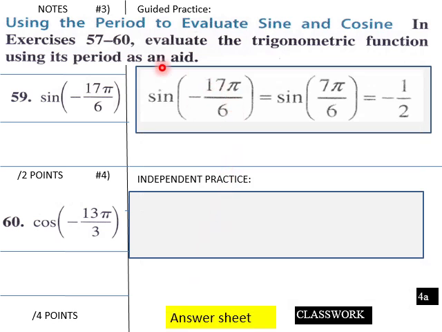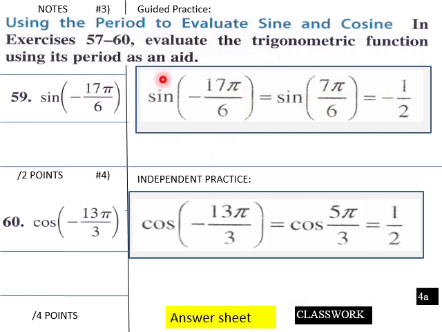So knowing that, we can evaluate sine of negative 17 pi over 6. Sine of negative 17 pi over 6 equals the sine of 7 pi over 6, which equals negative 1/2, because the negative of 17 pi over 6 would be equal to the same thing as 7 pi over 6, which equals negative 1/2.